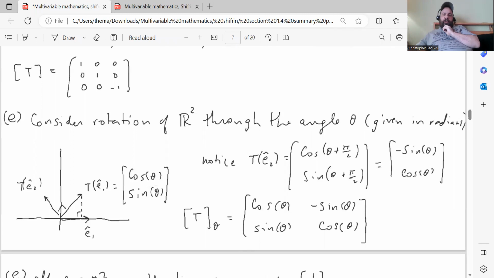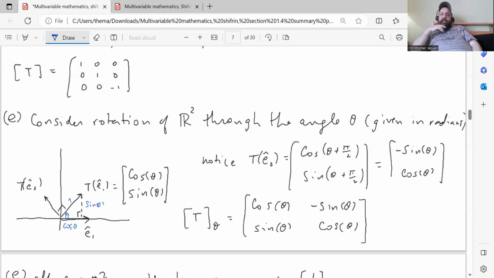Consider rotation of R2 through the angle theta given in radians. And again, you can figure out what the matrix is for T by just using geometry here, or trigonometry, I guess. What T does to the horizontal basis vector, T of E1, is it rotates it by angle theta. This would be the angle theta here, which by trigonometry gives you the x component and the y component. The x component will be cosine of theta, and the y component will be sine of theta. And that's because the length of the vector here is 1, so the hypotenuse is 1.